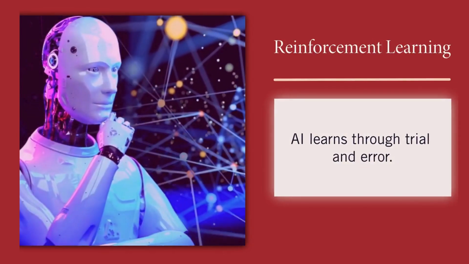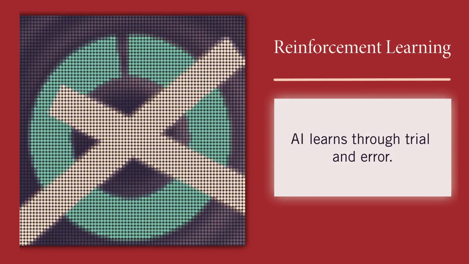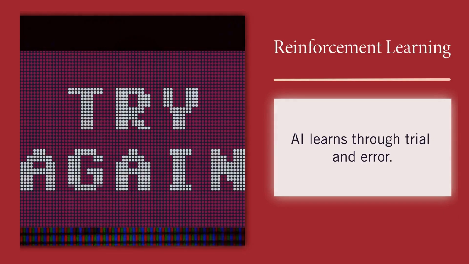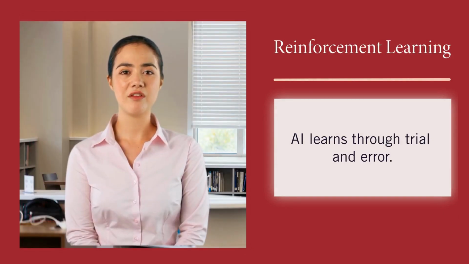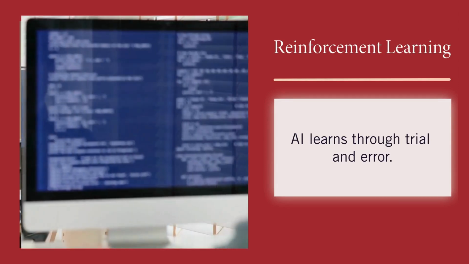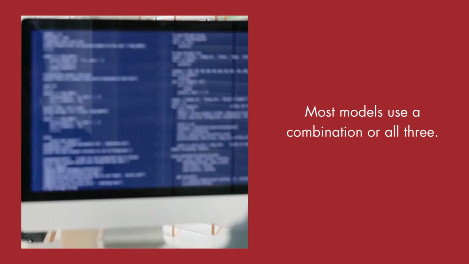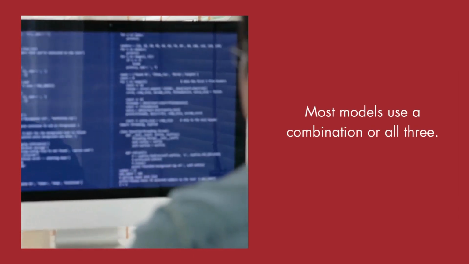Reinforcement learning is when AI learns through trial and error, just like a human learning a new skill. It gets rewarded for correct decisions and penalized for incorrect ones. This is how AI improves over time, refining its decision-making through feedback loops. This technique is used to train AI-powered game-playing systems, robotic automation, and chatbots like ChatGPT, which are fine-tuned based on developer feedback. All of these training methods can be used alone, but most advanced models use a combination or even all three of them.